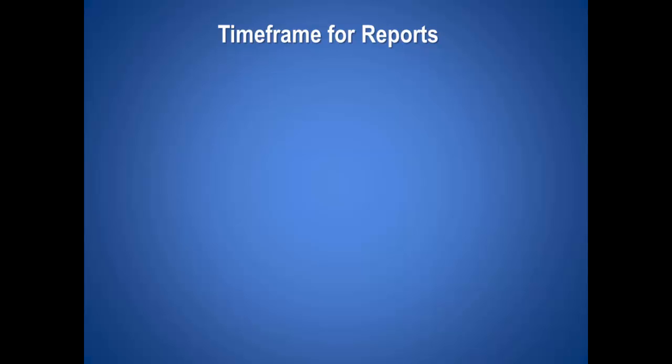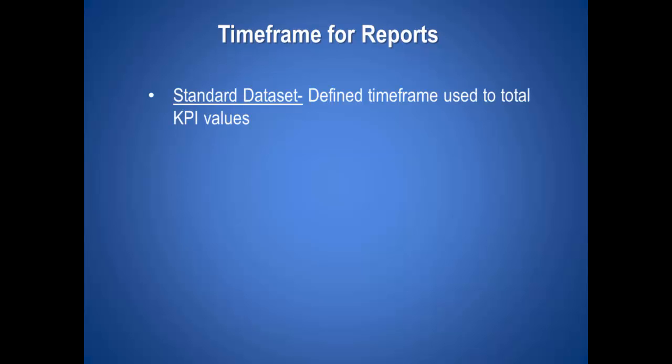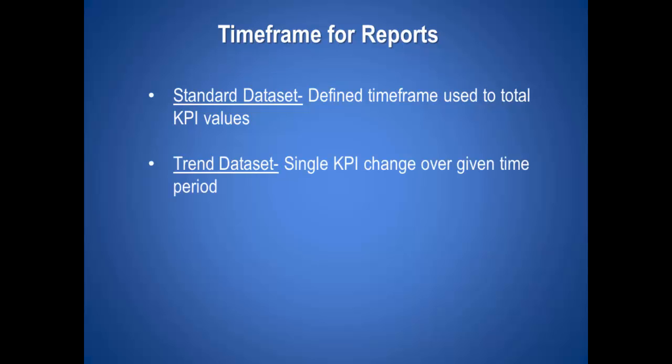Now, these reports can be run for different time frames. The standard data set allows you to define a time frame that you're going to use to total your KPI values. So this might be year to date, month to date, a specific date range, whatever you choose. And then a different type of time frame reporting that you can do is called a trend data set. Now this is going to involve a single KPI, and you're going to look at the performance of that KPI over a given time frame. So this might be an example of looking at sales month to month through the course of the year, or let's say number of agreements sold month to month over the course of a year.